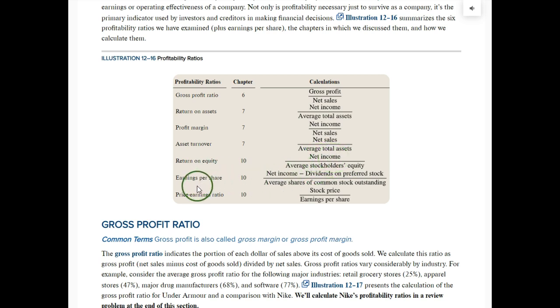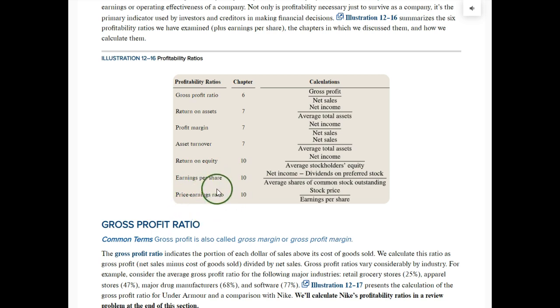Earnings per share, again, probably the most commonly quoted number in the financial world for a company. What is its earnings per share for this year, for this quarter, or whatever? So we want to get it to a common stock number. So we take net income, subtract dividends on preferred stock, if you have any, divide that by the average shares of common stock outstanding. So again, a very commonly quoted number in the financial world.